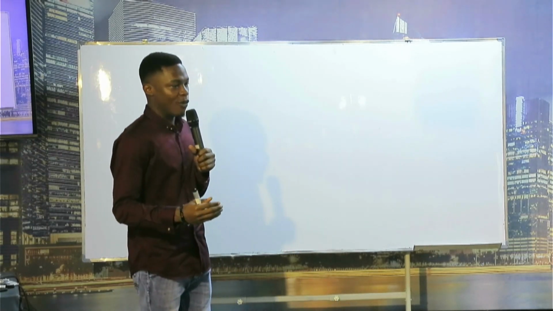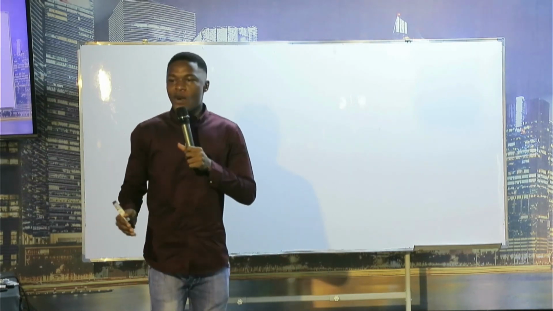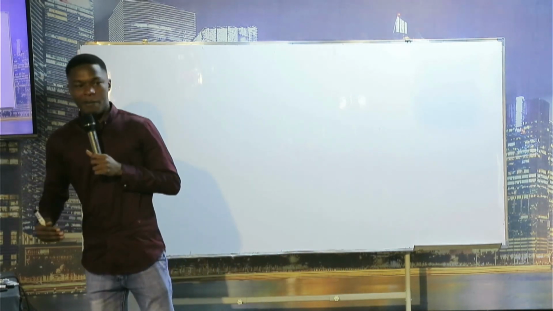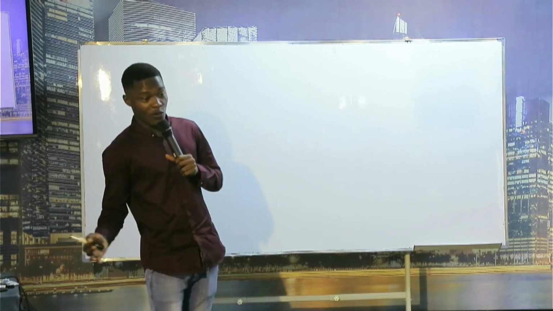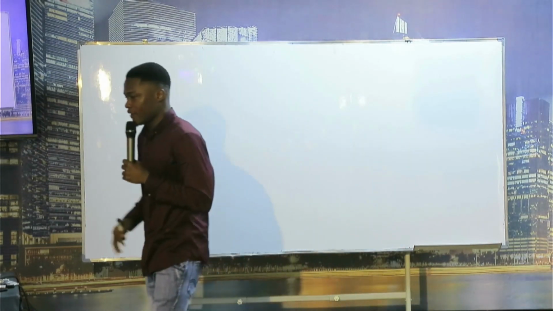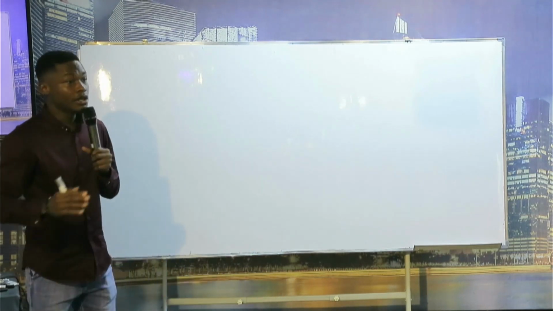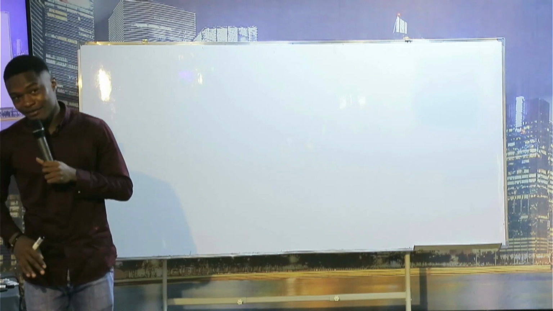So we said that mechanical waves are waves that require a material medium for their propagation. Can you give me an example? Water wave. Sound wave. And so on and so forth. Then when we talk about electromagnetic waves, what are they? They do not require a material medium. An example is radio waves.